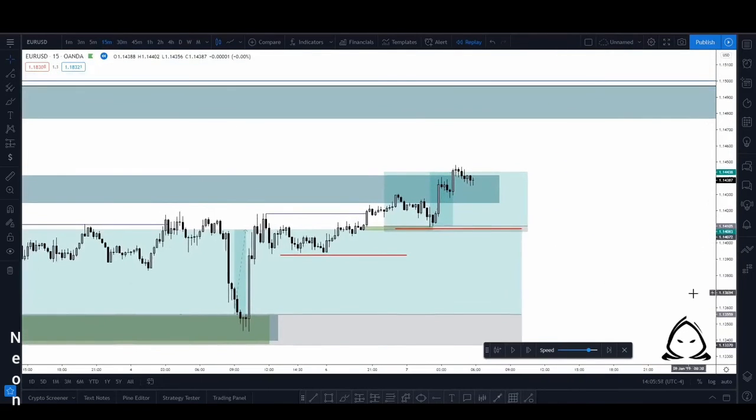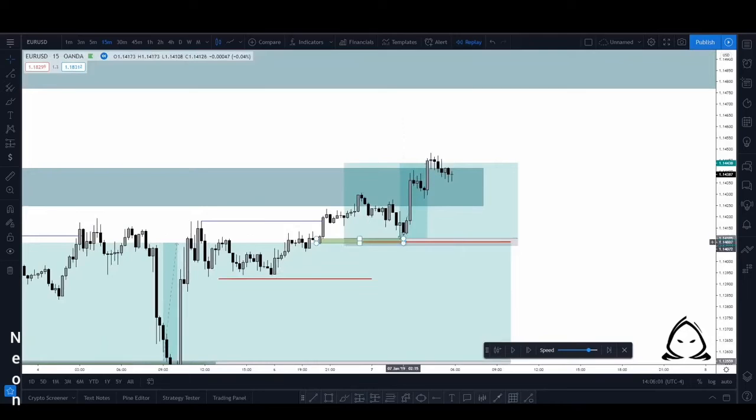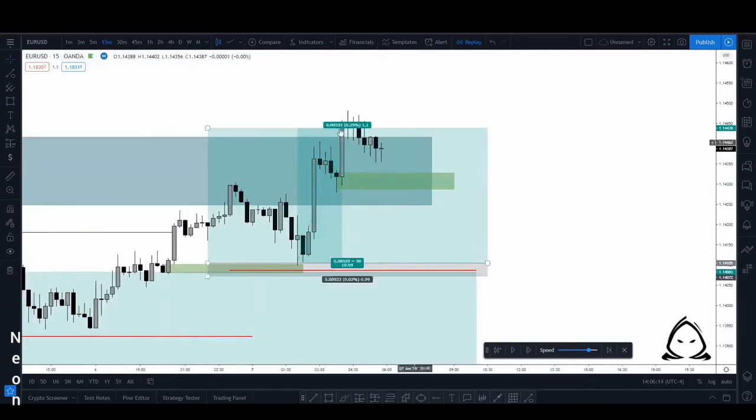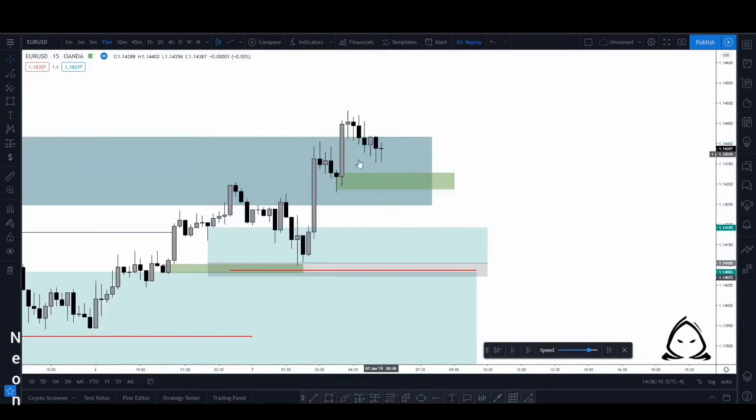One thing we can see too is, if we either didn't take this trade or moved this trade to break even, depending on how you want to manage the trade, we can also potentially look at this order block right here. If I zoom in just a little bit more to make it a little bit cleaner, we can see that price created this down move before a large move that broke structure.